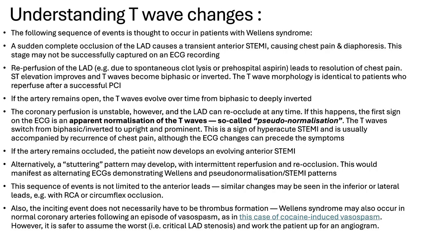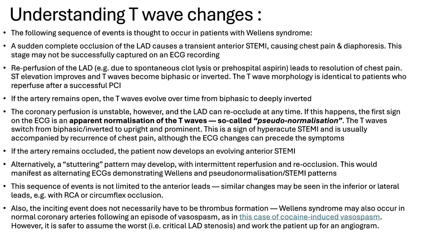Now let's try to understand the sequence of events occurring in patients with Wellens syndrome. So first of all, there will be a sudden complete occlusion of the LAD, which causes a transient anterior STEMI, and it causes chest pain and diaphoresis. This stage may not be successfully captured on ECG recording. After that, there will be a reperfusion of the LAD, either due to spontaneous clot lysis or because the patient, for example, had some aspirin, which will lead to resolution of chest pain, and the ST elevation will improve.